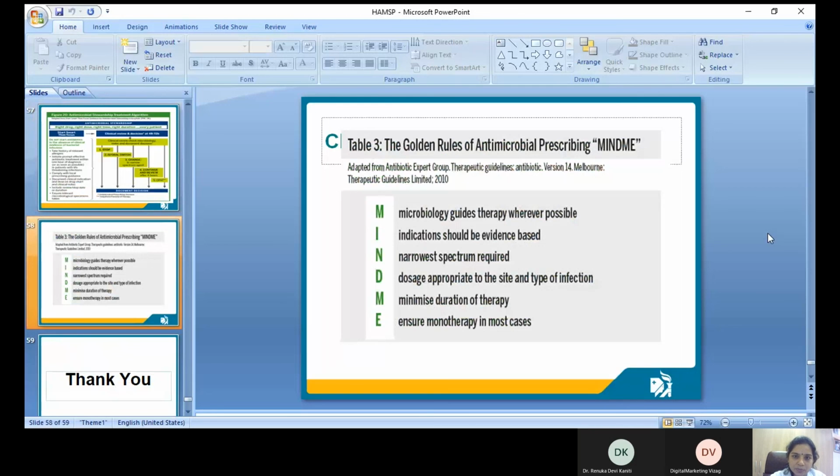So my take home message would be just remember the MINDME. M stands for microbiology guided therapy wherever possible. I, indication should be evidence based. N, narrow spectrum if required. D, dosage appropriate to the site and type of infection. Minimize duration of therapy. Ensure monotherapy in most of the cases.